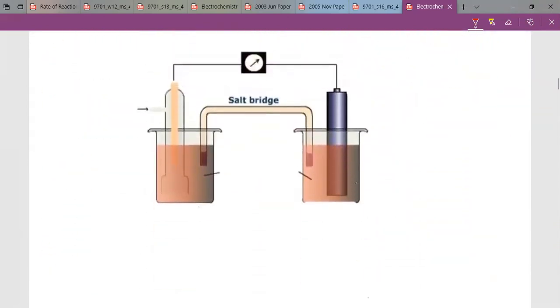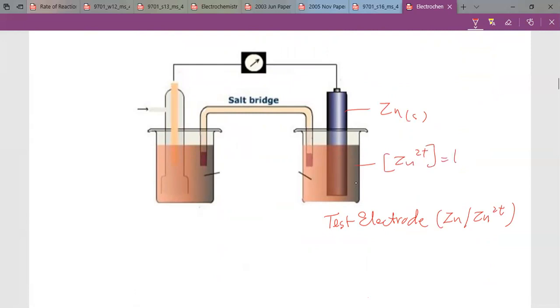Now let's say I put here, I'm going to compare. This is called my test electrode. In this example, it's called a test electrode. Now here I want to use zinc and zinc 2 plus. So I put zinc here, metal, solid, and here my solution of Zn2+, of 1.00 mole per dm cube, because then I will get a standard.